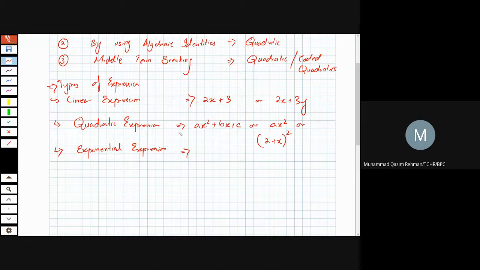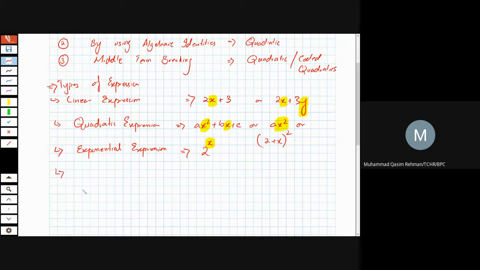Okay, exponential expressions are those in which we have a variable as a power. Now, if you look at the linear, whatever the variables were involved, they all had a maximum power of 1, and the variables were not powers. In the second one, which was quadratic, whatever variables were involved, they had a maximum power of 2. So that makes it a quadratic expression. In an exponential expression, the variable becomes a power itself. So whenever you have a variable as a power of something, that is basically an exponential expression.